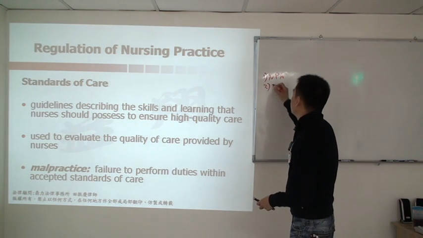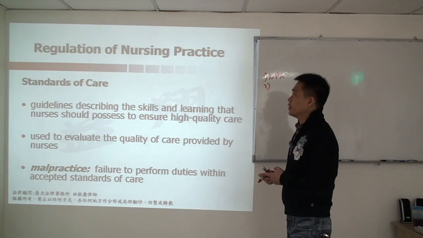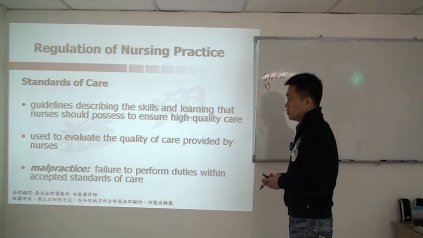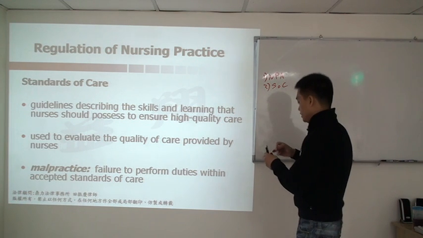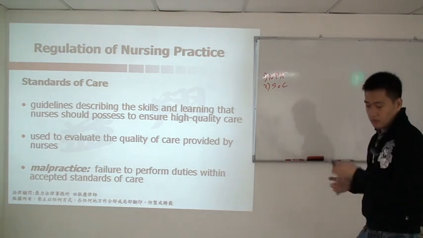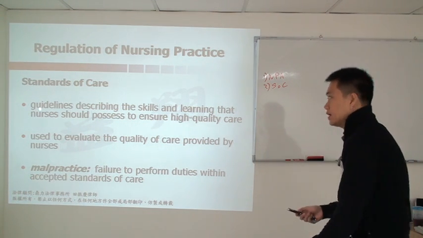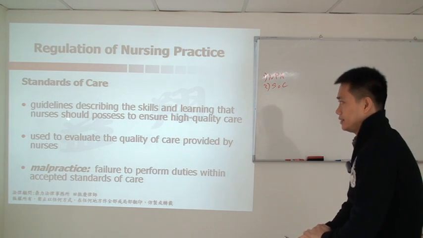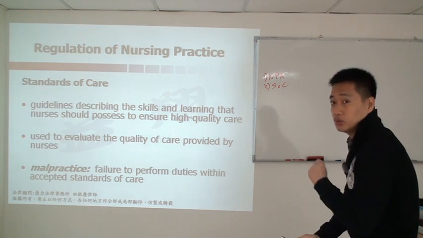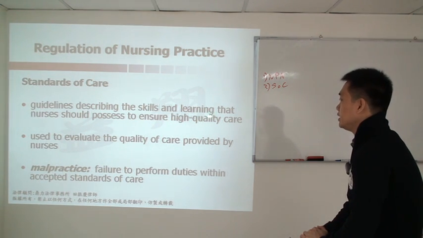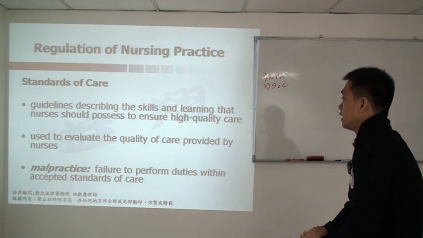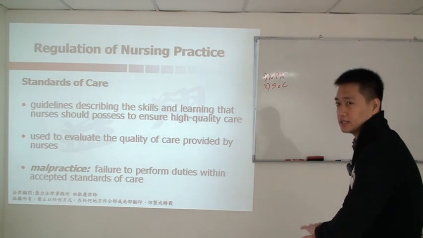Number two, another way of regulating your nursing profession is through the standards of care. What are standards of care? These are guidelines. When we say guidelines, these are rules describing the skills and the learning that nurses should possess to ensure high quality care for your patients.